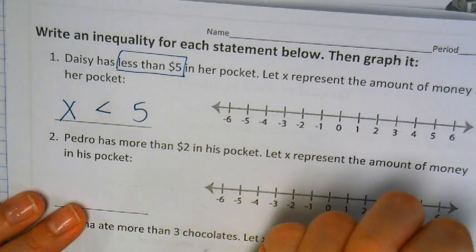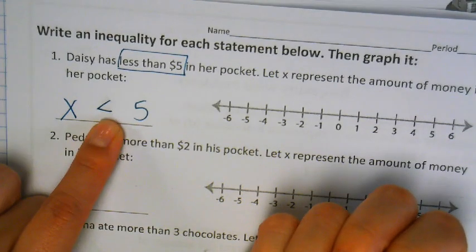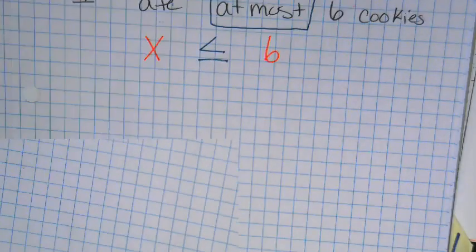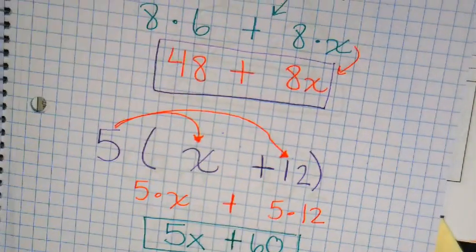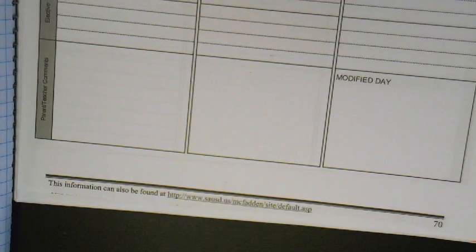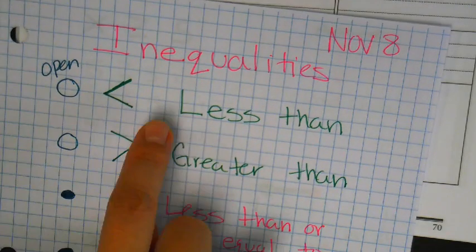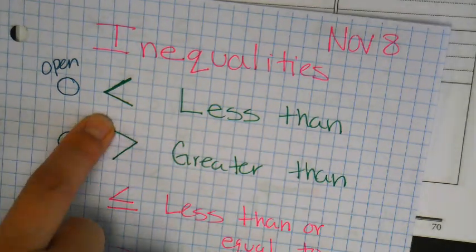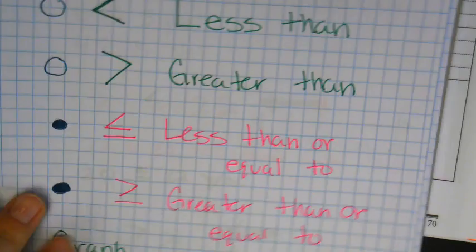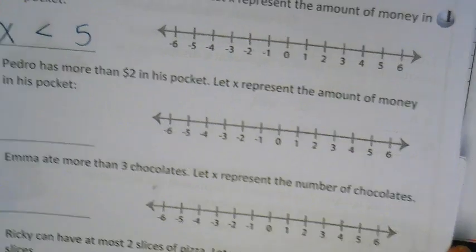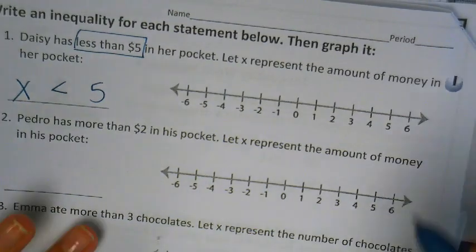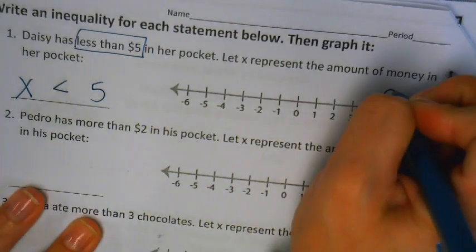Less. That means less. Miss Amalia, I don't know which one's which. Oh, that's when you turn your notes to yesterday. There it is. Less than. That's the inequality I used. All right, let's graph it. Open or closed circle? Open. Open on the 5. And then which way do I shade, left or right?